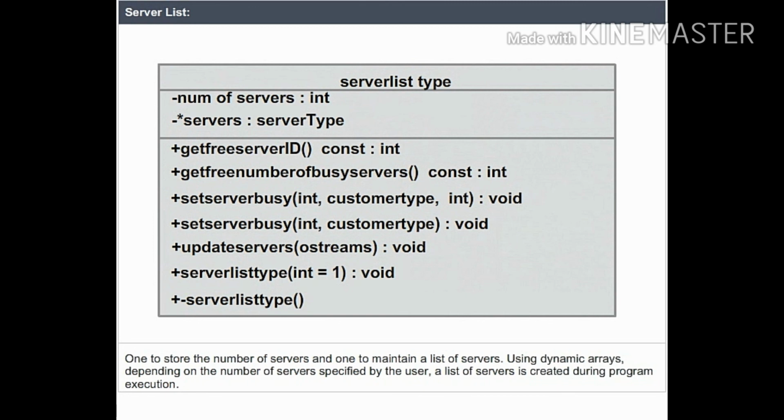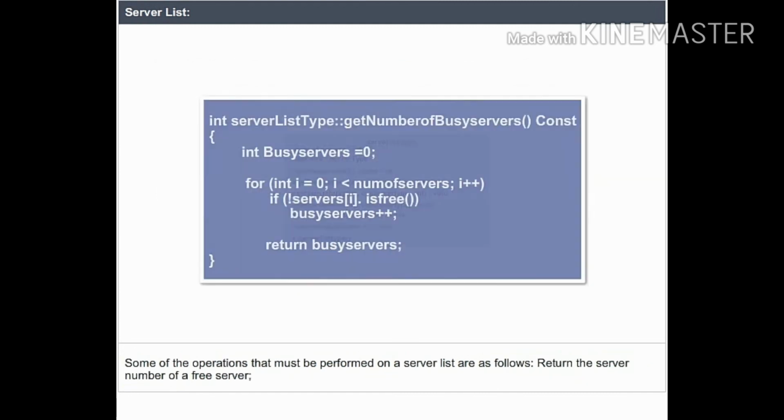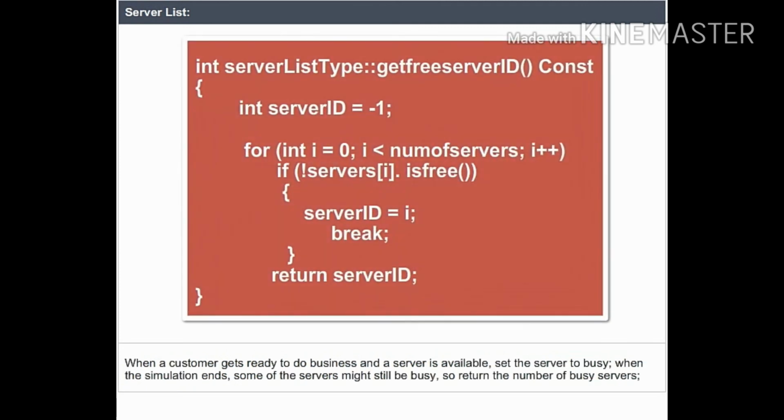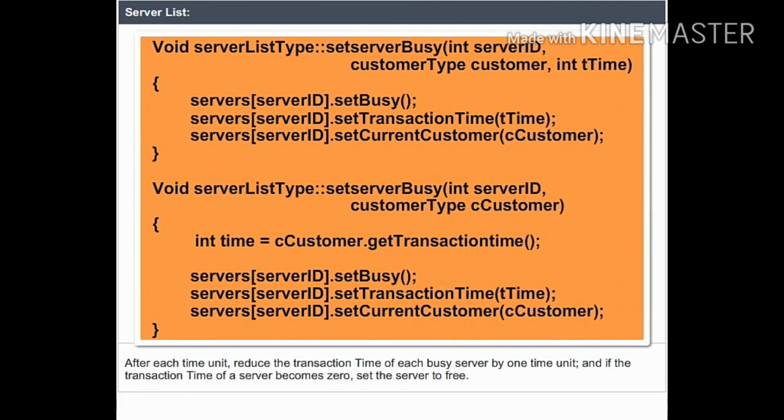Using dynamic arrays, depending on the number of servers specified by the user, a list of servers is created during program execution. Some of the operations that must be performed on a server list are as follows. Return the server number of a free server. When a customer gets ready to do business and a server is available, set the server to busy. When the simulation ends, some of the servers might still be busy, so return the number of busy servers. After each time unit, reduce the transaction time of each busy server by 1 time unit. And if the transaction time of a server becomes 0, set the server to free.